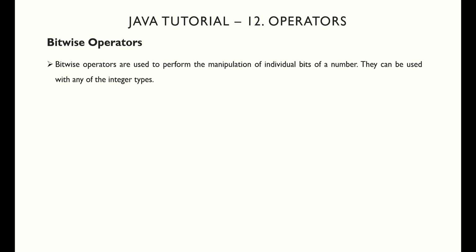Bitwise operators. Bitwise operators are used to perform the manipulation of individual bits of a number. They can be used with any of the integer types. In performing update and query operations of the binary indexed trees, these operators are utilized.